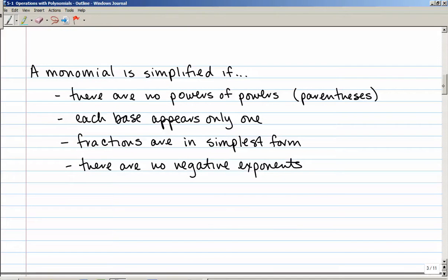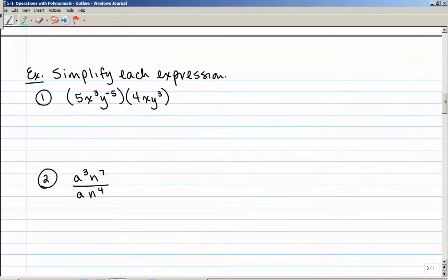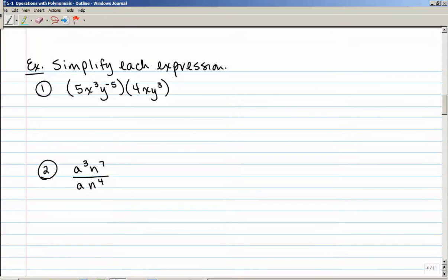So a monomial is simplified if there are no powers of powers, that is, there are no parentheses. Each base appears only once, so there might be only one x in your problem, one y, one z. All fractions are in the simplest form, and there are no negative exponents. So let's try a bunch of examples here and simplify each expression.